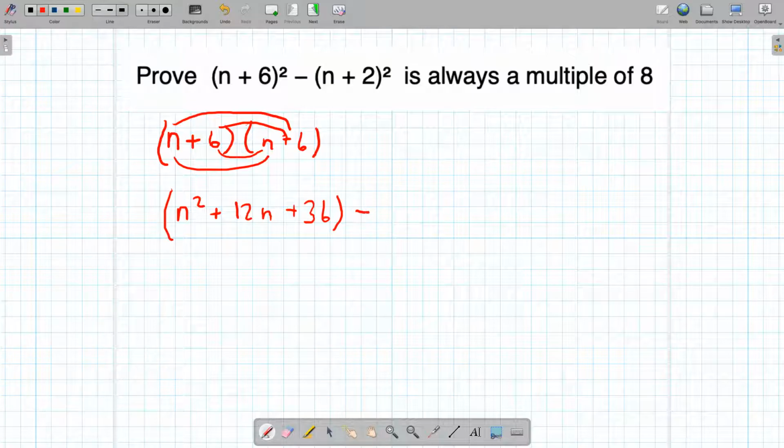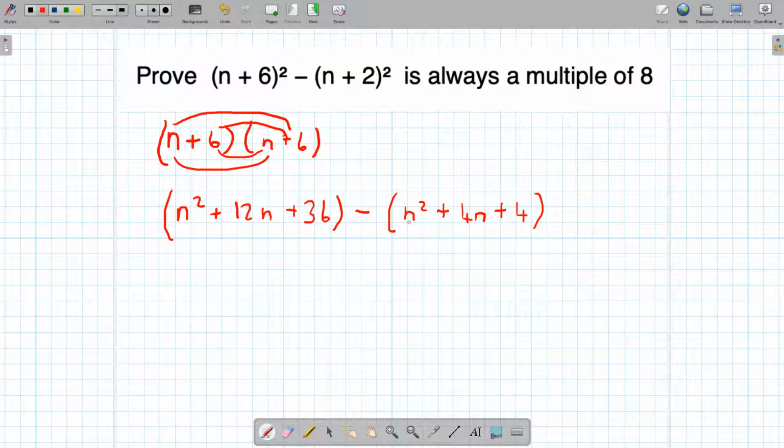Take away, and then I'm going to keep this in a bracket, and I'm going to expand the second bracket. Now I get n squared, 2n and 2n, so it's 2 lots of 2n, and 2 times 2, which is 4. Now I'm going to take away everything in this bracket from the first bracket.